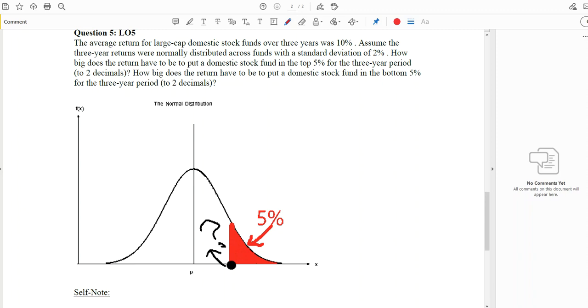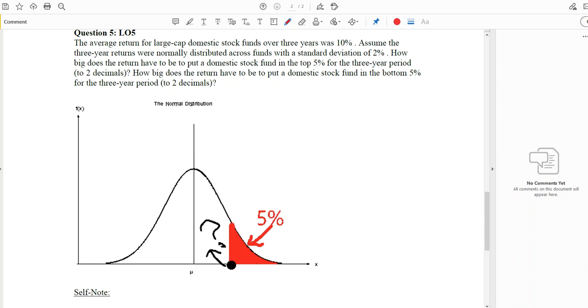The average return for a large cap domestic stock fund over a 3-year period was 10%. Assume the 3-year return was normally distributed across funds with a standard deviation of 2%. How big does the return have to be to put a domestic stock fund in the top 5% for the 3-year period, keeping 2 decimal places? The second part of this question is, how big does the return have to be to put a domestic stock fund in the bottom 5% for the 3-year period?